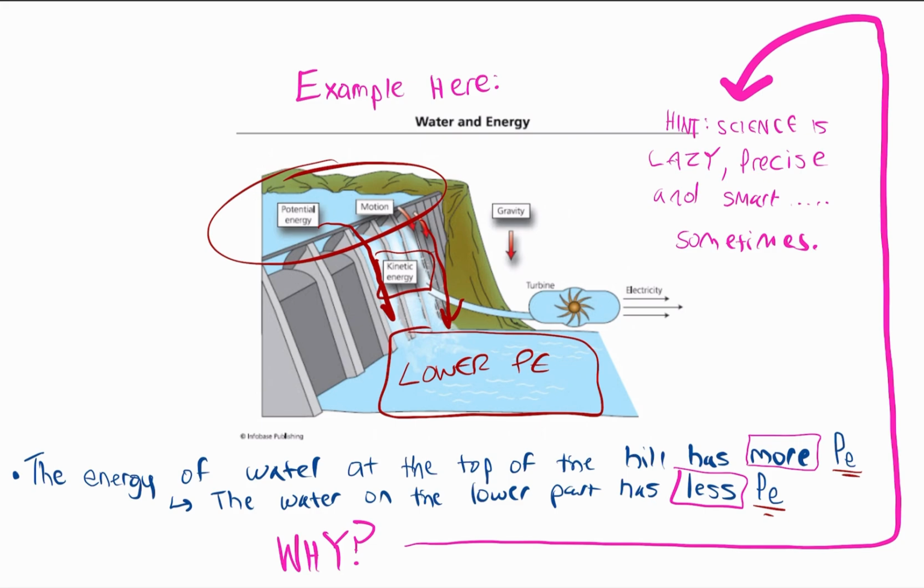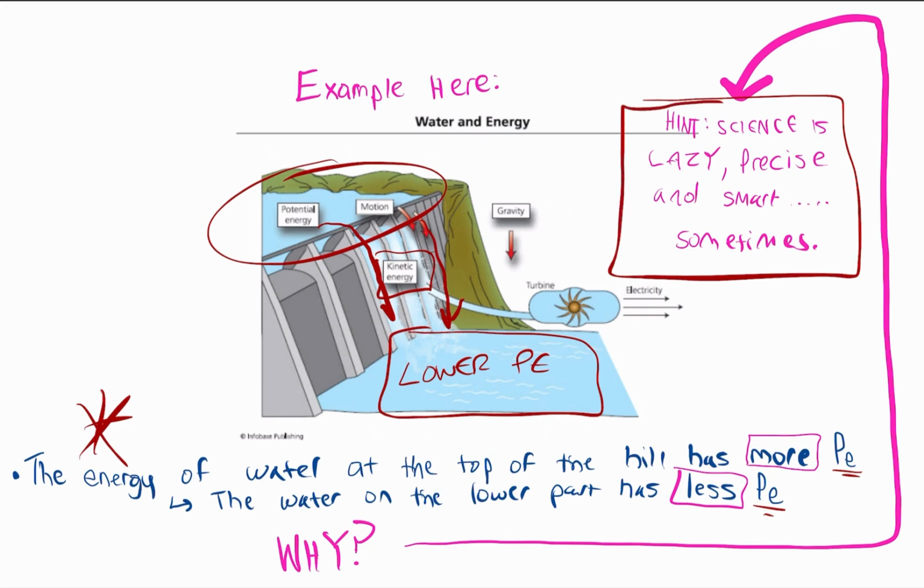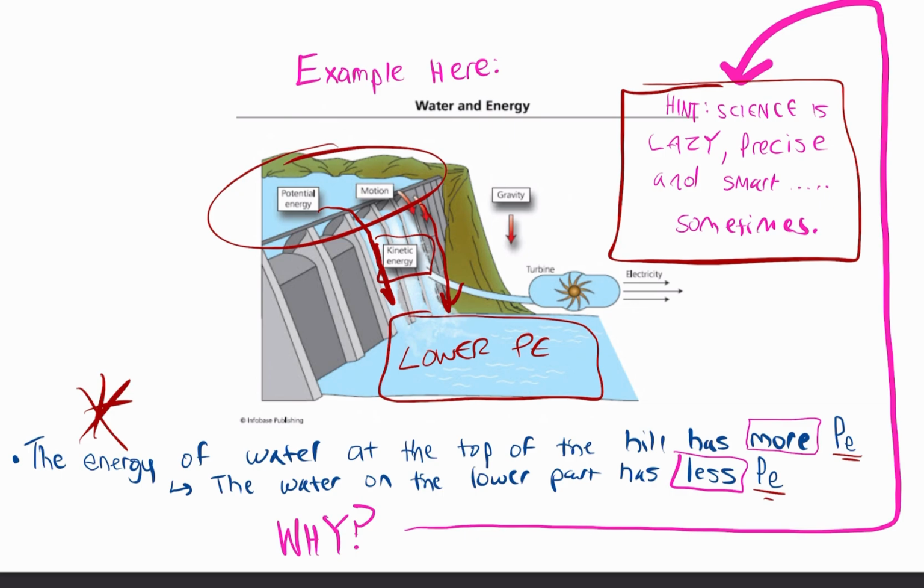Now, why is this? At the bottom, if you see right here, I wrote that the water at the top of the hill has more potential energy, and the water at the lower part has less potential energy. Why? I have a little hint that I wrote right up here. It says, science is lazy, precise, and smart, sometimes, which is true. So again, think. If you look at the previous videos that I talked about with energy and things of that nature, why would this happen? Let's go ahead and take a peek. Actually, I'll give you guys 2 seconds. 1, 2, and there we go.